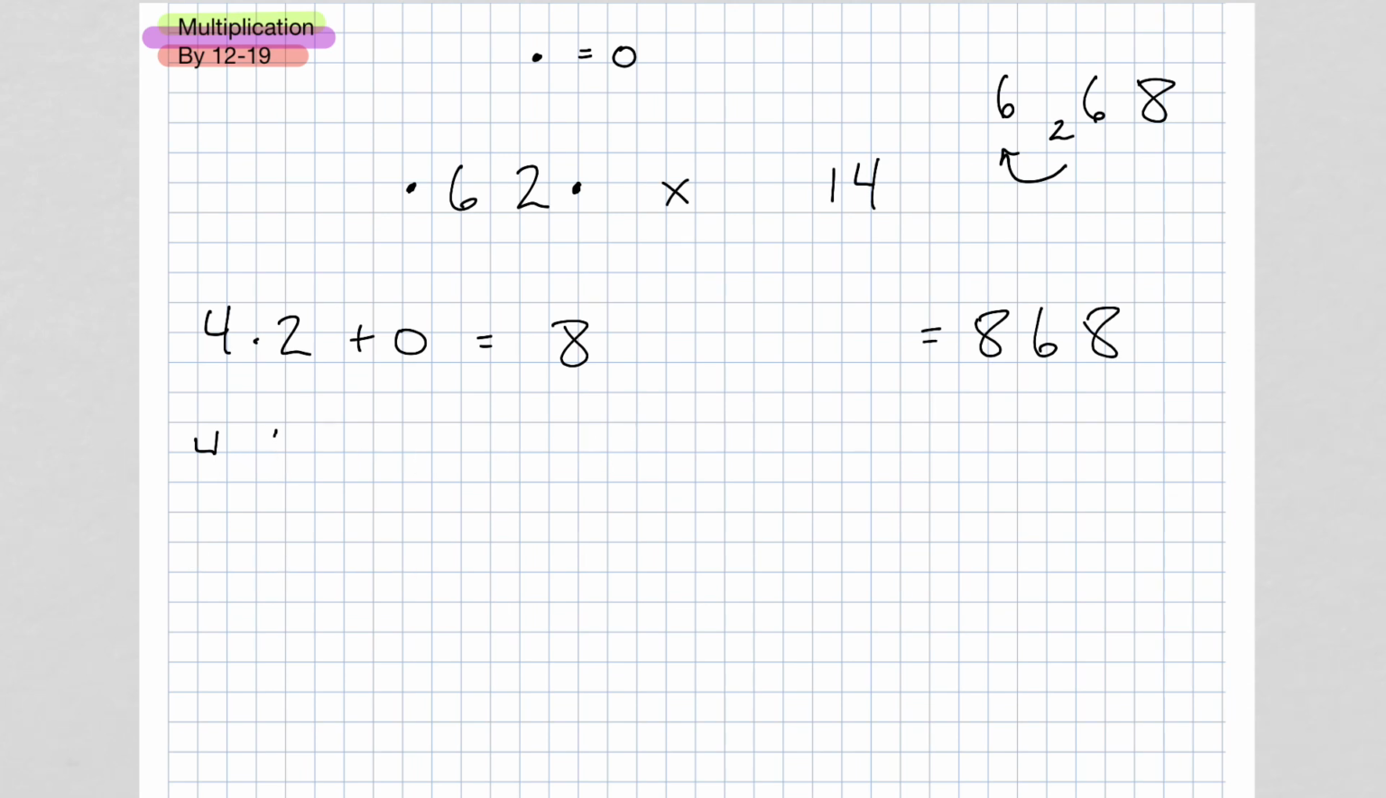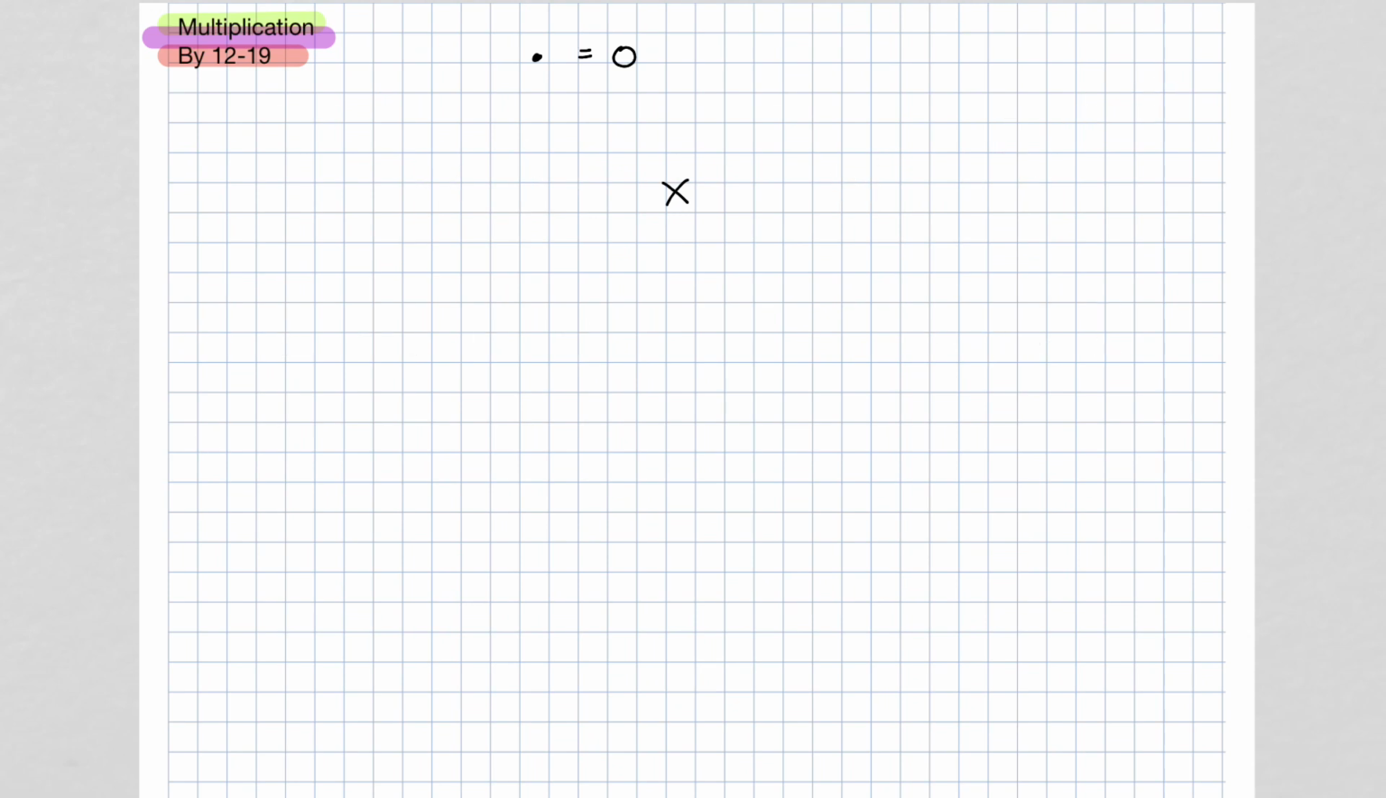All right, let's try multiplying a number by 15. How about 92 times 15? Once again, we put a dot on either side. Okay, step number 1, we're going to say 5 times 2 plus 0. That gives us 10. So we write a big 0, carry a 1. Next, we're going to say 5 times 9 plus 2.